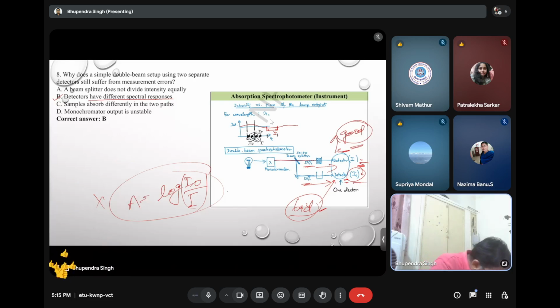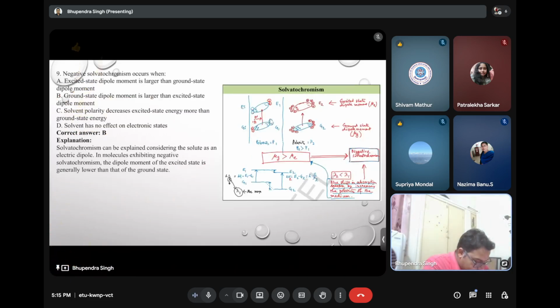Okay, okay, fine. Okay. Negative solvatochromism occurs when? Okay, what do you mean by solvatochromism?